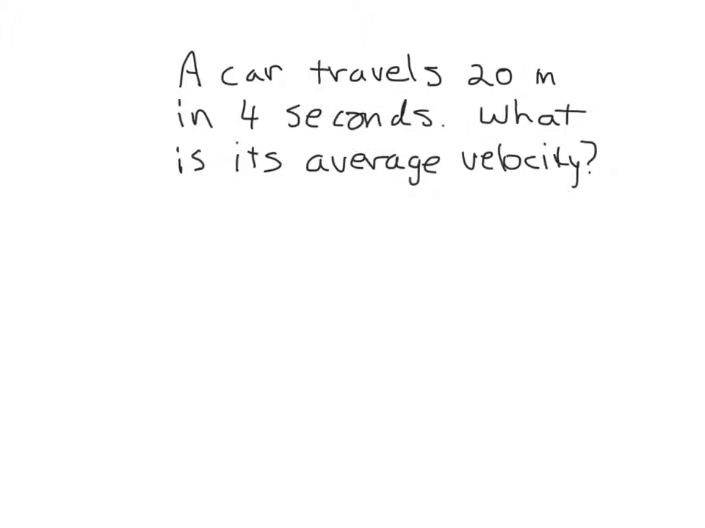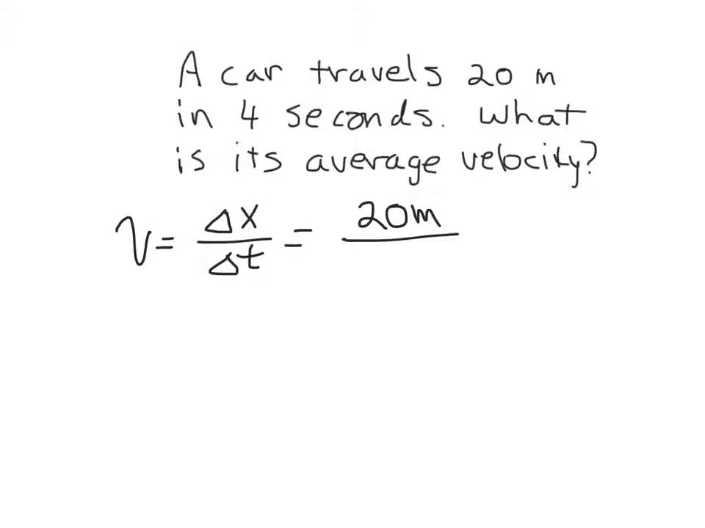So for translational motion, we could say a car travels 20 meters in 4 seconds. What is its average velocity? And so we just grab our velocity formula and we say velocity is change in position over the change in time, and that's 20 meters over 4 seconds, which is 5 meters per second. And so its average velocity is 5 meters per second.